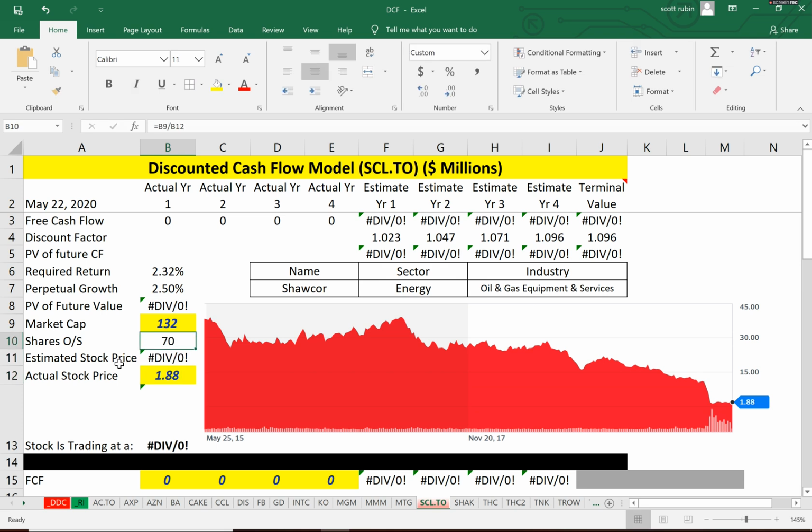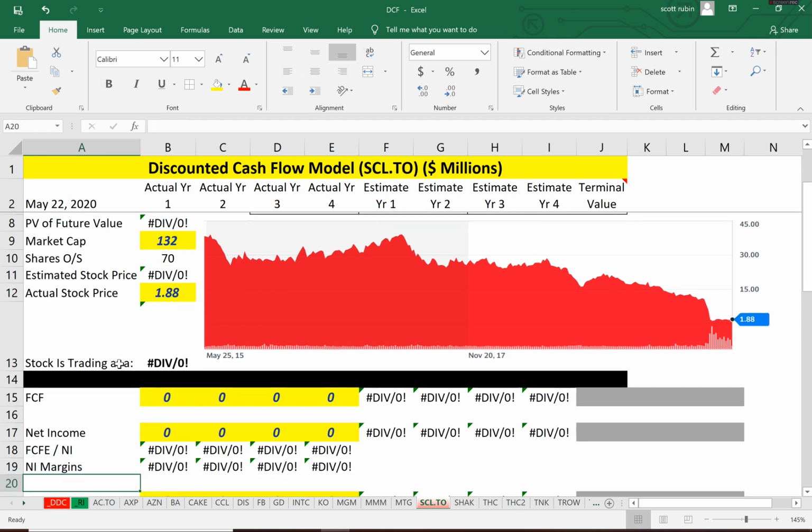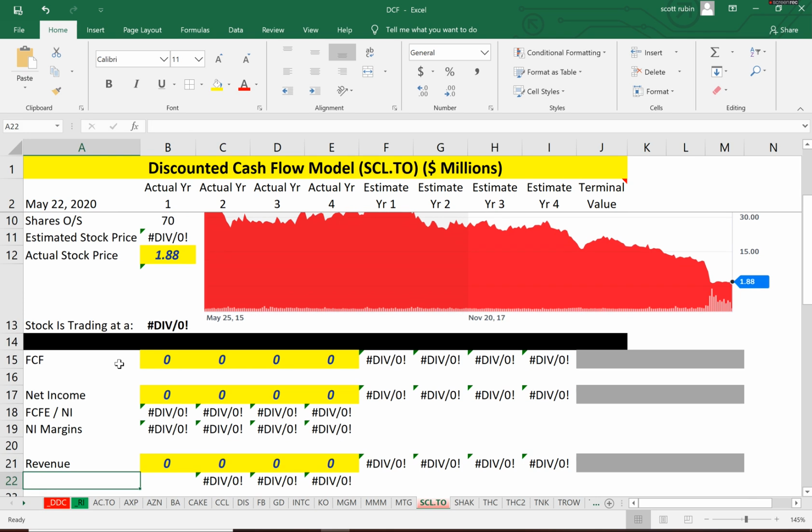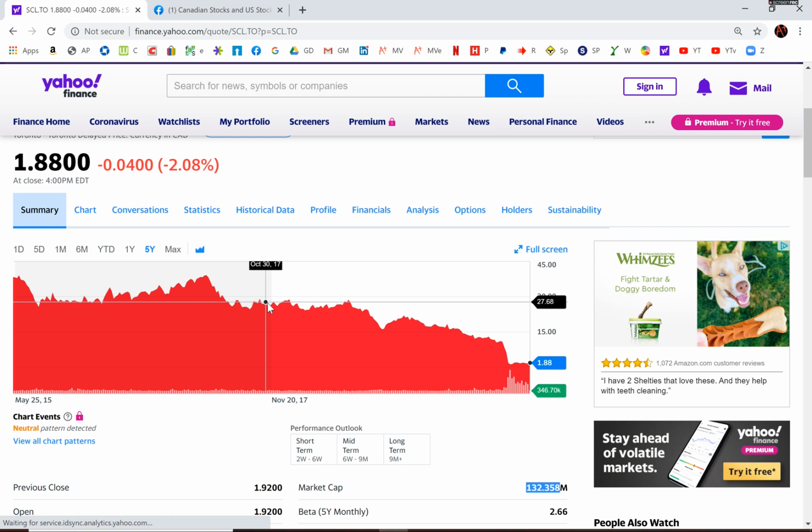So they have 70 million shares outstanding. So what we're going to do is we're going to estimate the future free cash flow of the company, then discount it back to today's dollars, and divide that number by 70 million to get the estimated stock price and see how it compares to the actual stock price. And if it's a lot higher, maybe we'll buy it. And if it's lower, maybe we won't.